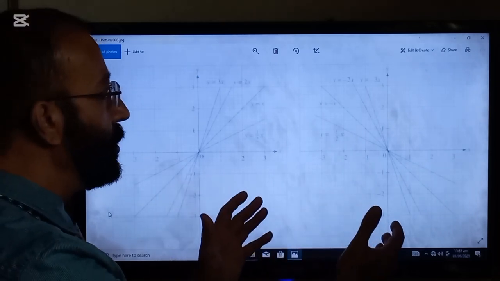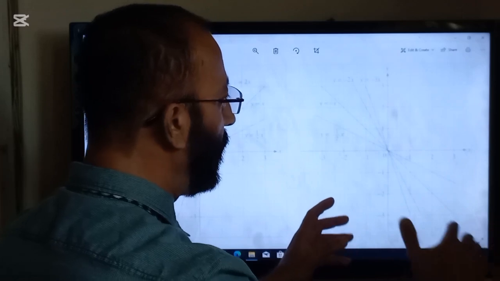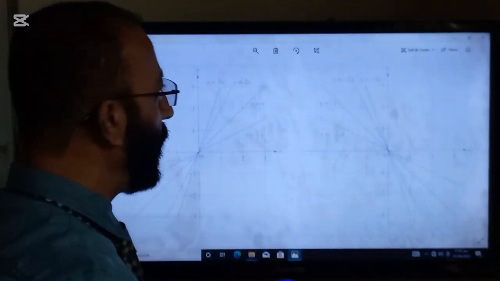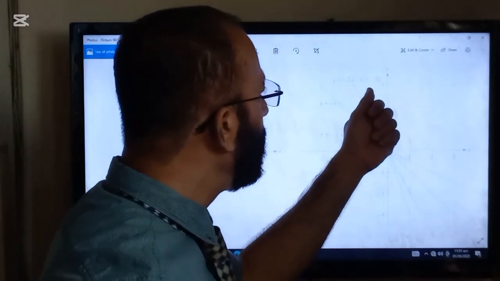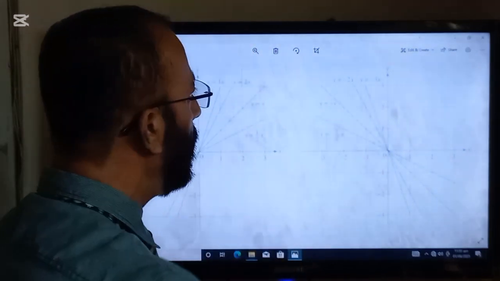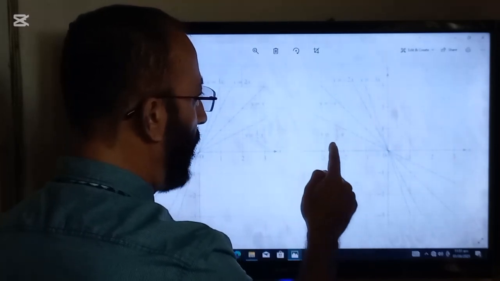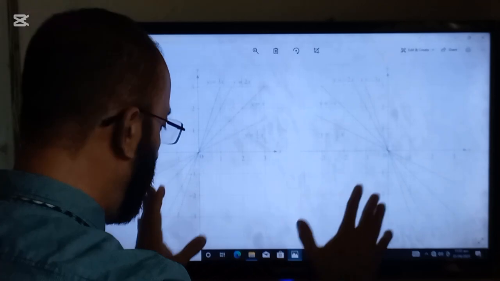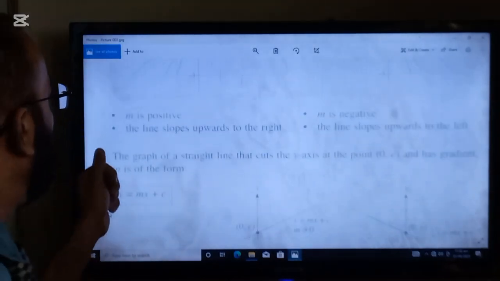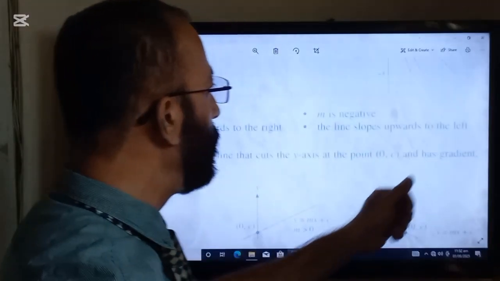The same is true for the other type of graph in which m is negative. The graph will move from left to right upward. For example, if the graph is y = -3x, the value of m is -3. Look at the steepness of the graph. Then -2, steepness becomes lesser. -1, even lesser. -1/2, more lesser. So this is the concept. If m is positive, the line slopes upward to the right. If m is negative, the line slopes upward to the left.